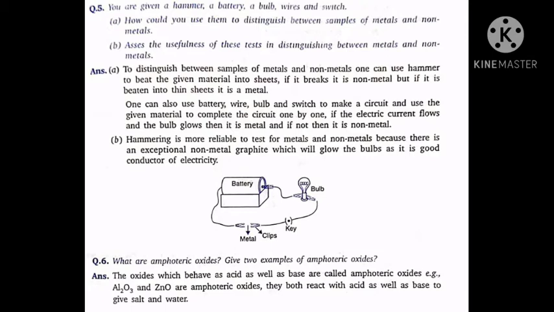Question number 6. What are amphoteric oxides? Give 2 examples of amphoteric oxides. Answer. The oxides which behave as acid as well as base are called amphoteric oxides. Example, Al2O3 and ZnO are amphoteric oxides. They both react with acid as well as base to give salt and water.